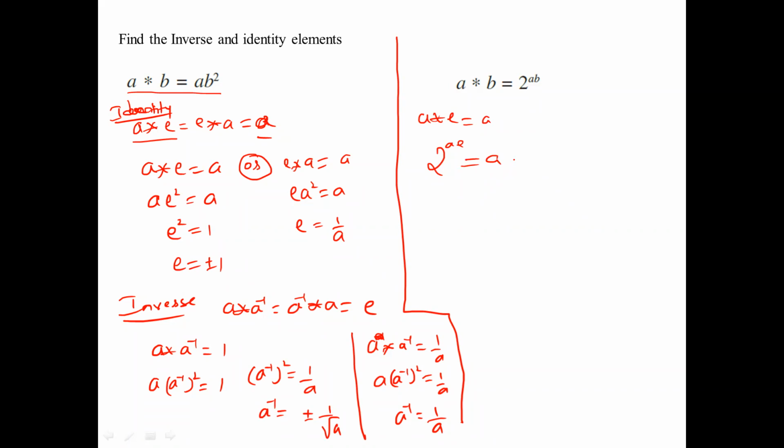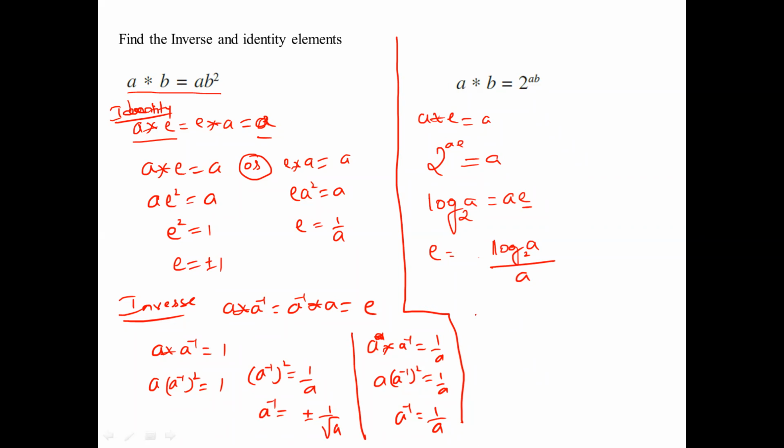Now I want the E value. To get the E value, I have to eliminate this, so take the log on both sides. Yes, then only we will get it. If you take the log on both sides, log A base 2 equals A E. You'll get this. Now I want the E value: E equals log A base 2 divided by A, yes, 1 by A. So this is the required answer, the identity.